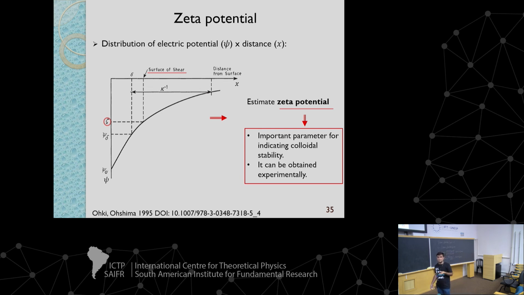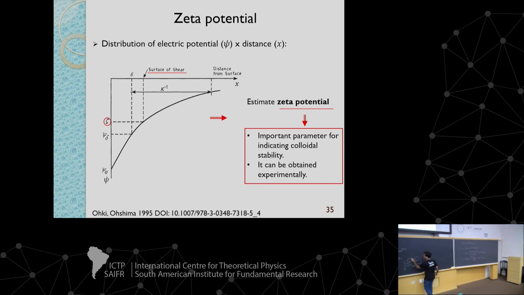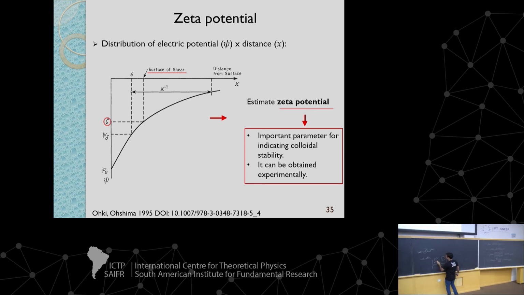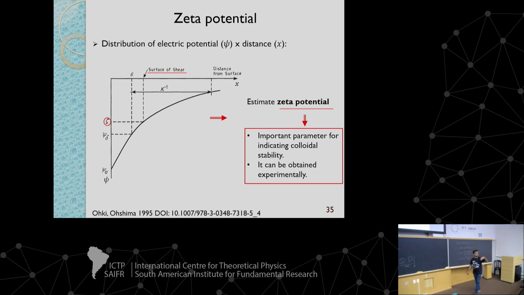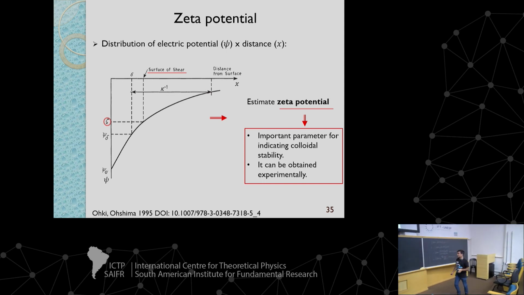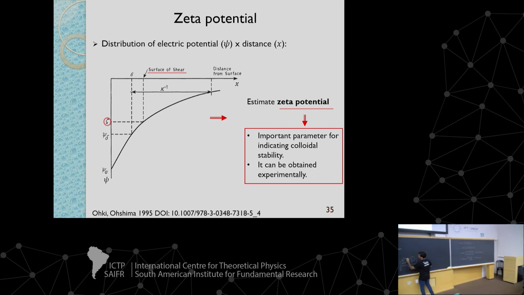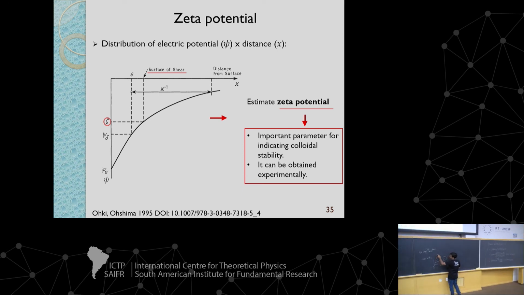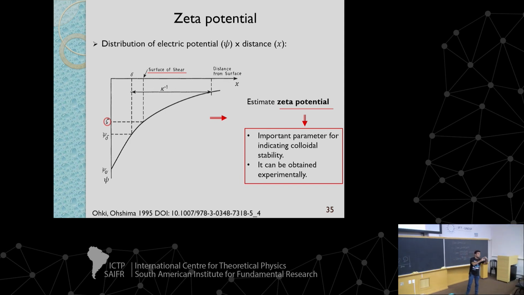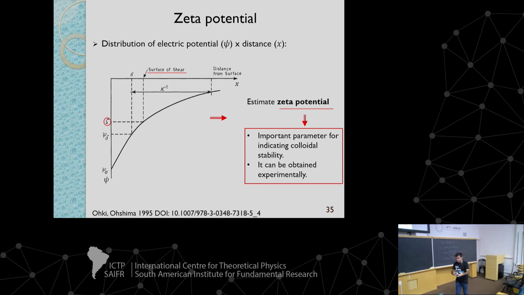It's not exactly the surface potential, because together with the particles there are some molecules of solvent and also ions that move together. Thus, there is a location in space that limits what moves together with the particle and what does not: the so-called shear plane. So the zeta potential is the potential at the shear plane.